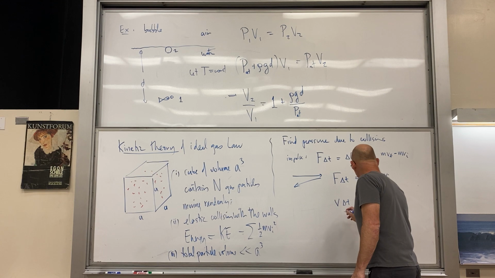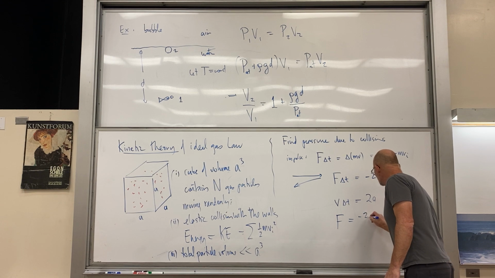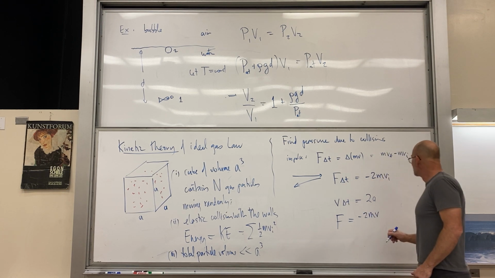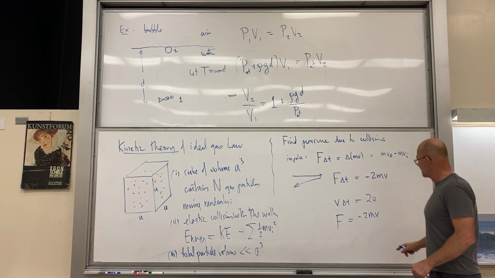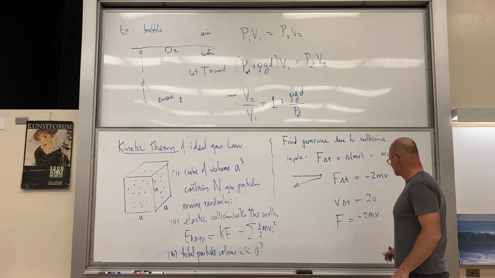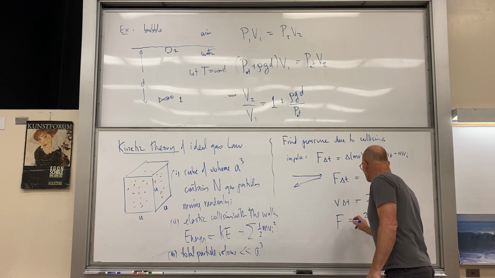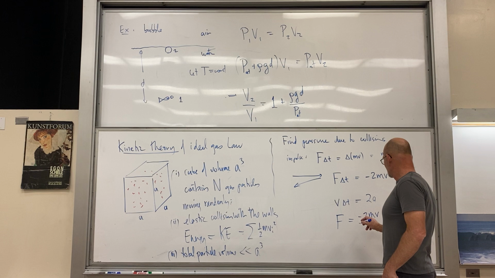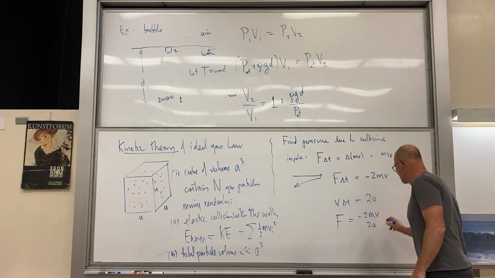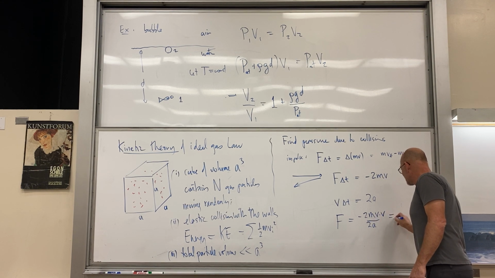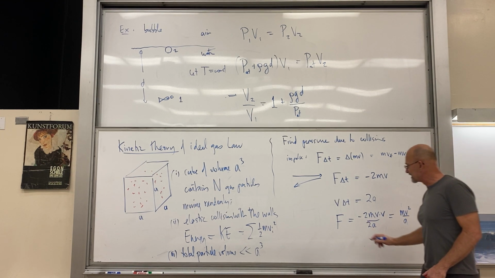So putting those together, we have F equal to minus 2mv. I'm just going to drop the initial and final. Then if I divide by delta t, 2mv divided by delta t is equal to 2A over v. So I end up with mv squared over A. I'm going to just take the magnitude.